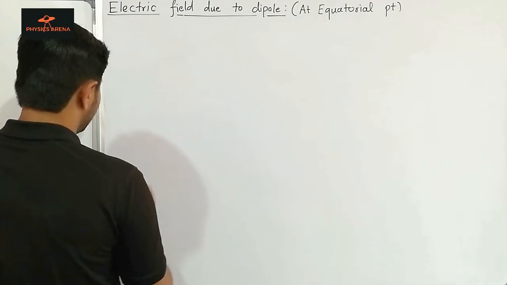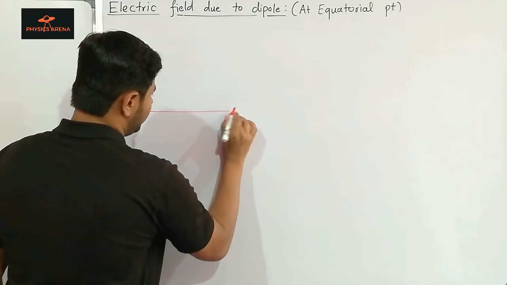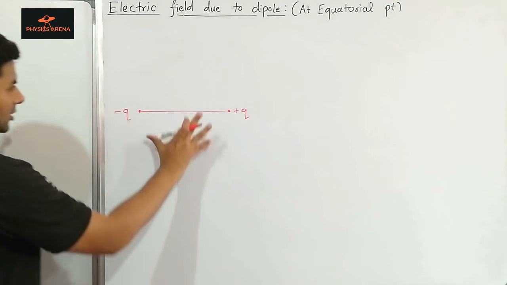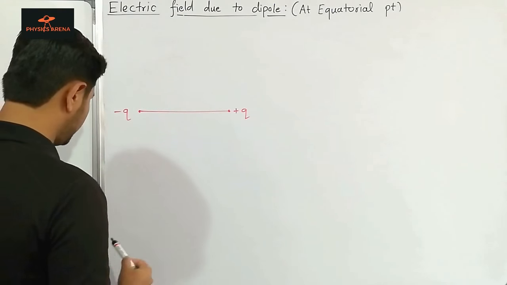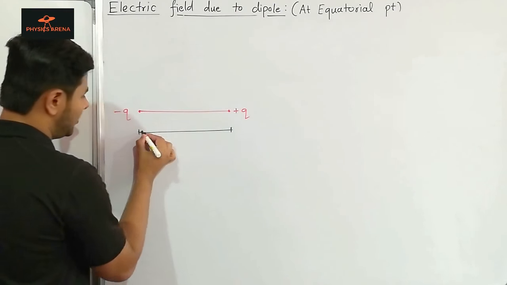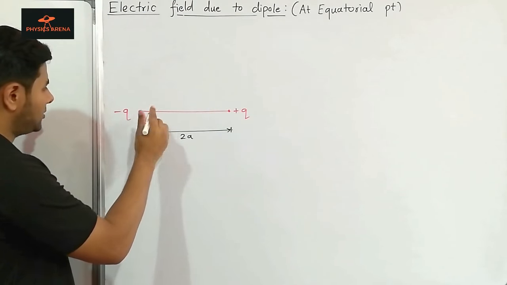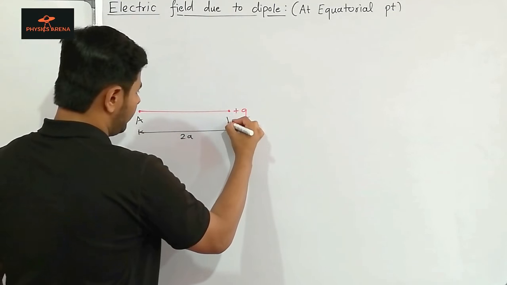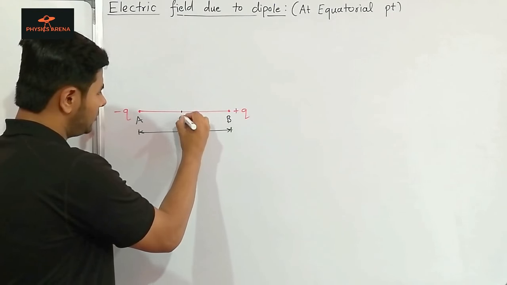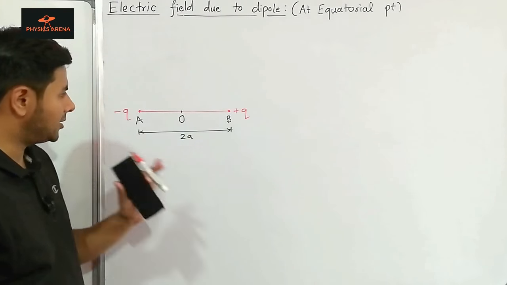Let's draw the electric dipole first. This is minus q and plus q. So this is an electric dipole, and the distance between these two points, minus q and plus q, is 2a. Suppose minus q is at point A, plus q is at point B, and this is O, the midpoint of the line joining minus q and plus q.